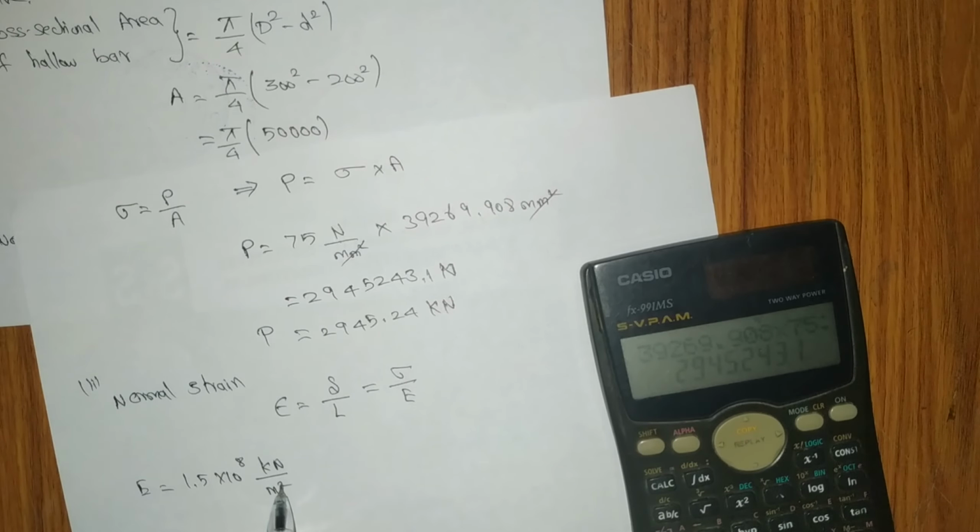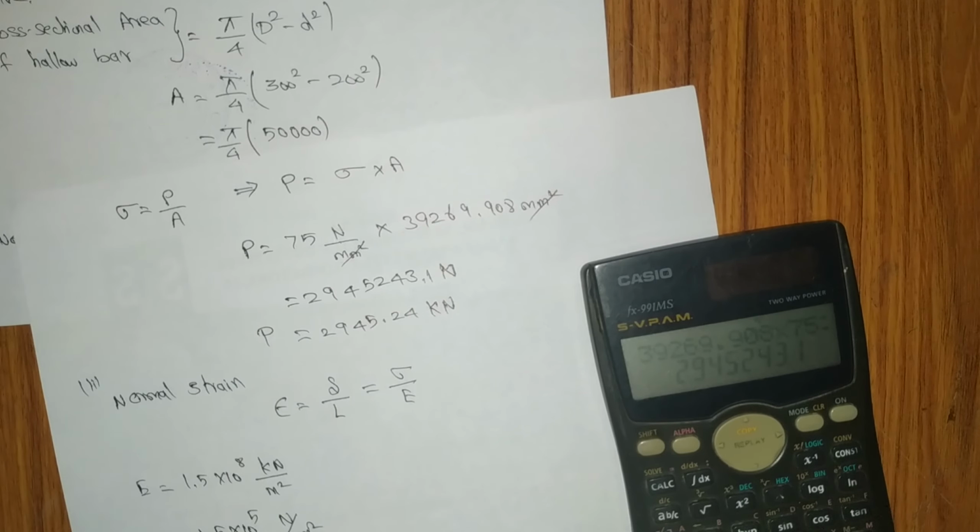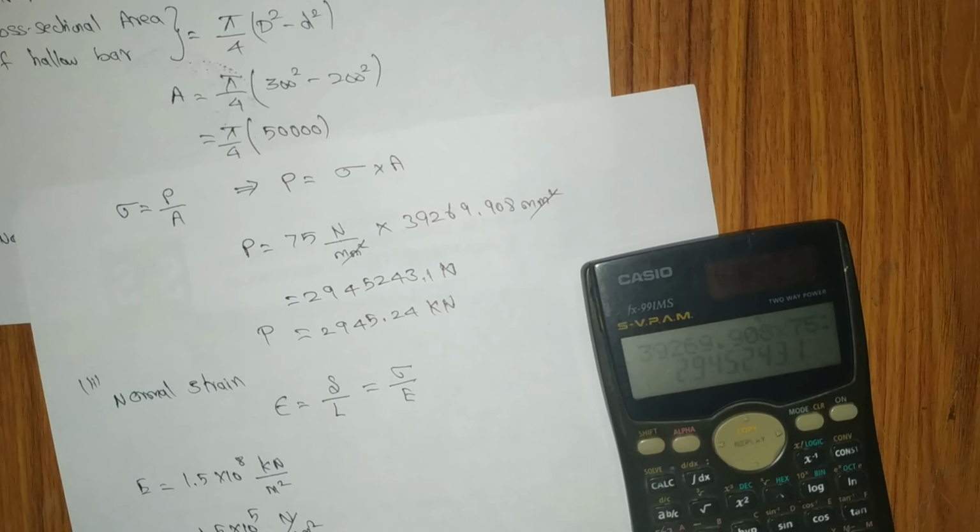That we have to rearrange into mm square. That we will get as 1.5 into 10 to the power of 5 Newton per mm square. We had it in kilonewton per meter square; when you multiply by the kilo, it comes in Newton per mm square. So we have strain equal to stress by E.